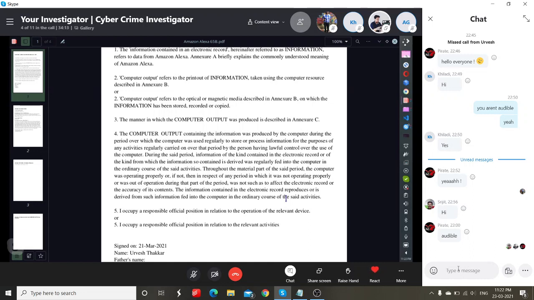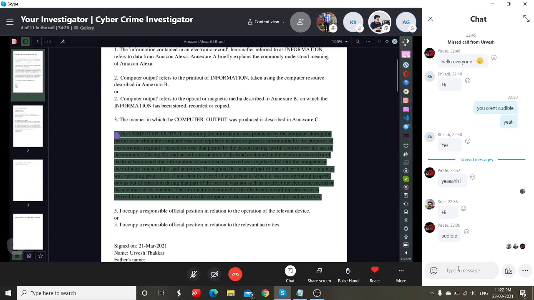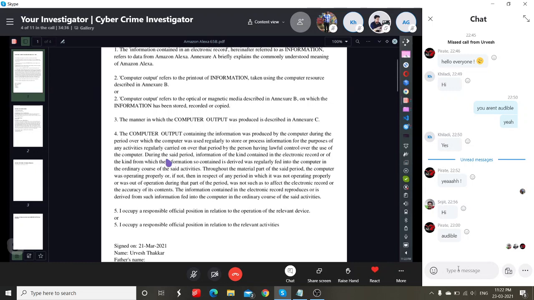During the said period, the information of the kind contained in the electronic record, or of the kind from which the information so contained is derived, was regularly fed into the computer in the ordinary course. So you can see sub-clause 2 has been applied over here, right? If you just go and read out sub-clause 2, it's the same. That's the reason that in the Section 65B certificate, sub-clause 2 shall be satisfied and shall be present in the certificate.